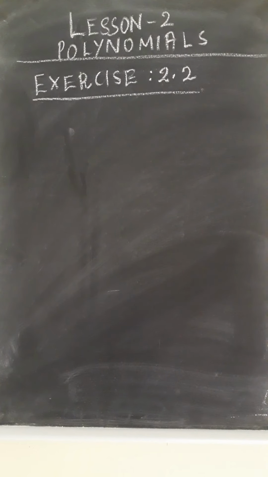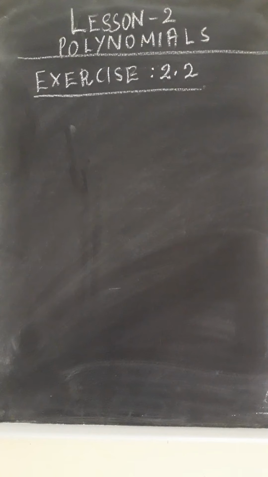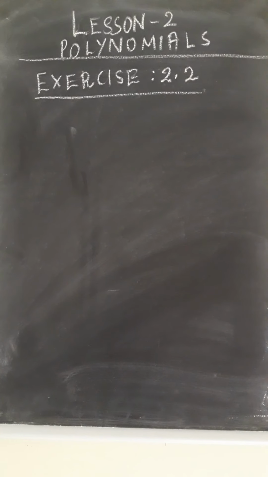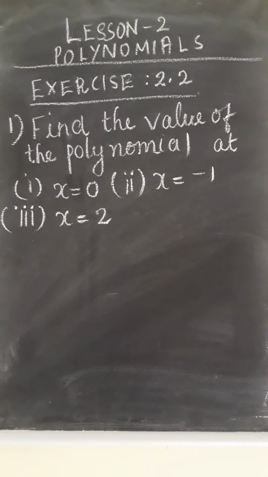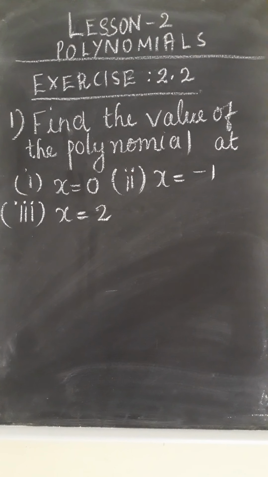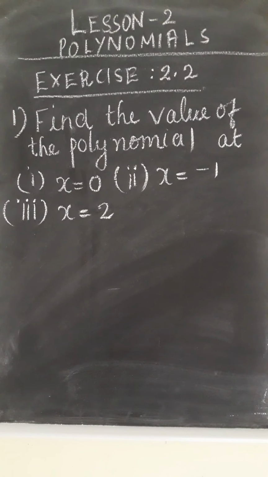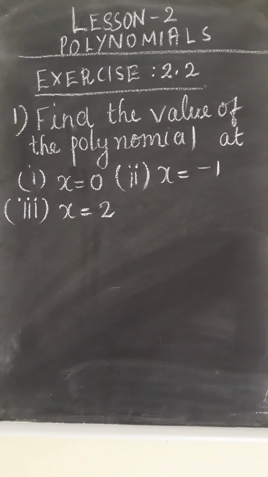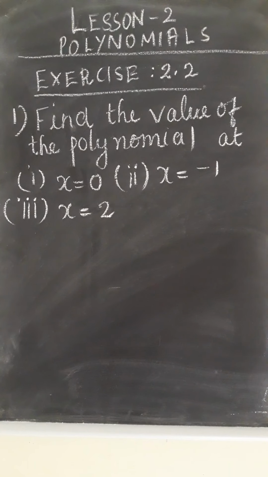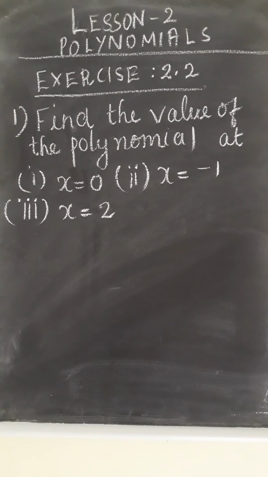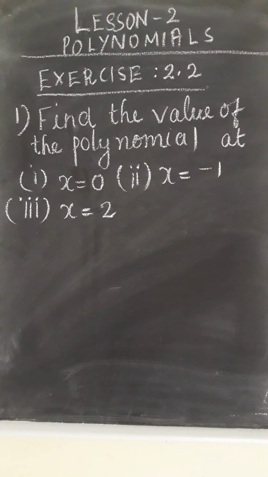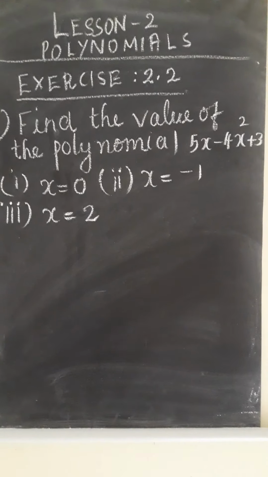In this section, we are going to discuss Lesson 2 Polynomial, the second exercise, Exercise 2.2. Let's start with the first question. Find the value of the polynomial 5x minus 4x square plus 3 at three values: x is equal to 0, x is equal to minus 1 and x is equal to 2.